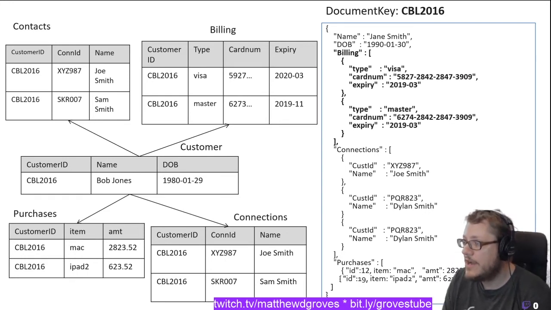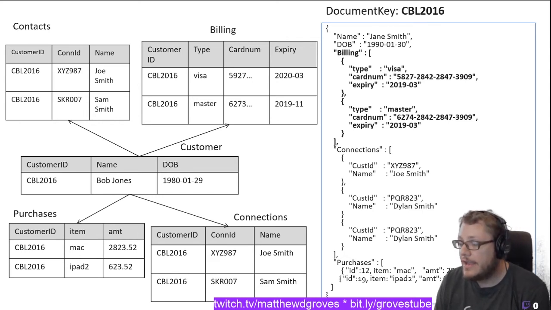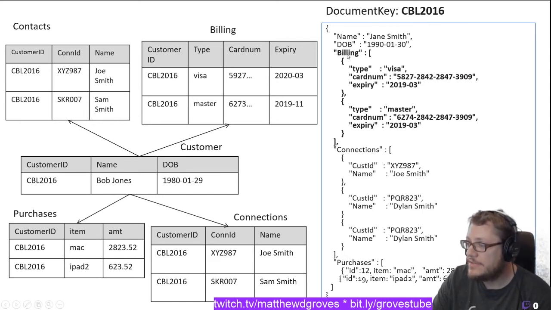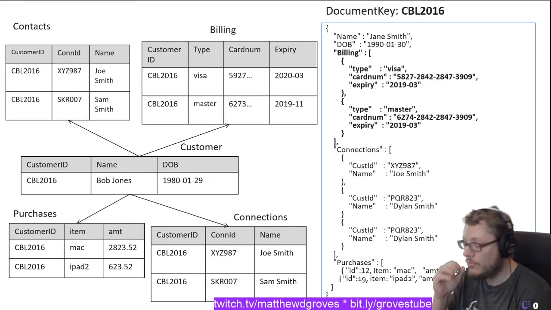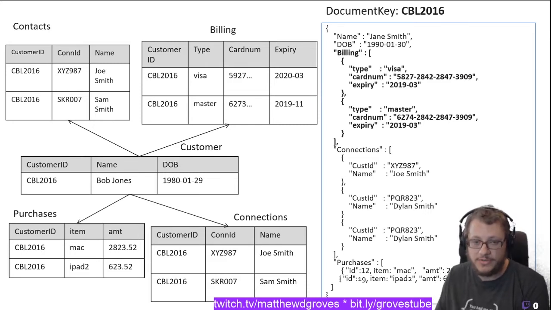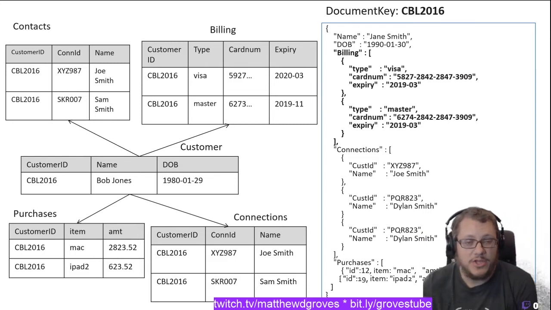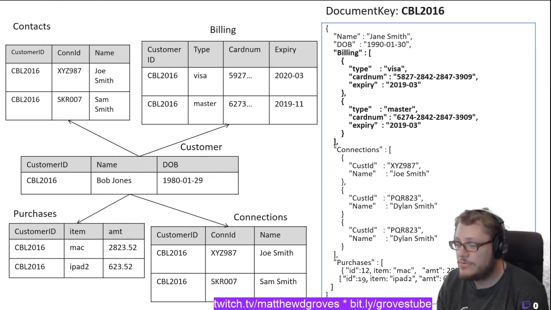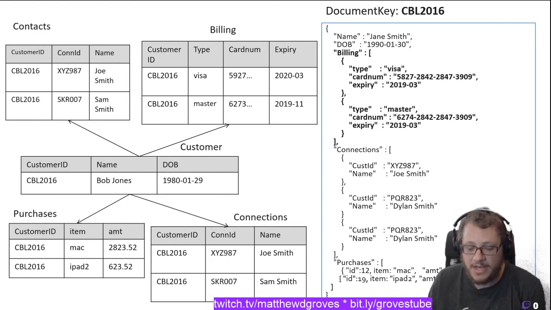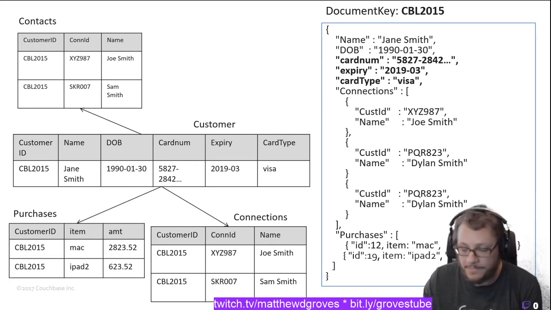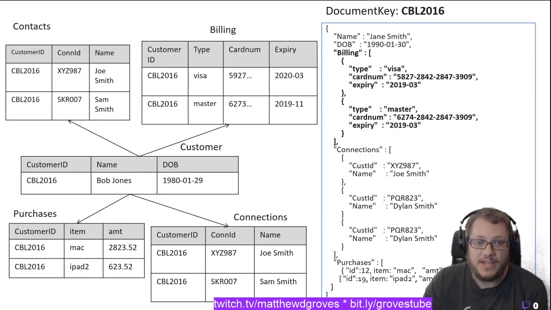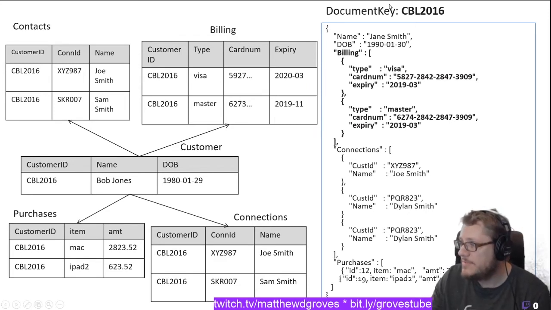And the equivalent over there is the document on the right. Again, instead of having it at the root level, I've got this billing array that contains that data. Now, one key difference between these two may make you uncomfortable if you're used to relational data, or to the schema being enforced by the database: this document here is CBL 2015. This one is CBL 2016. They both say Jane Smith, but kind of ignore that. It should be Bob Jones here, shouldn't it? Yeah, it should be Bob Jones.